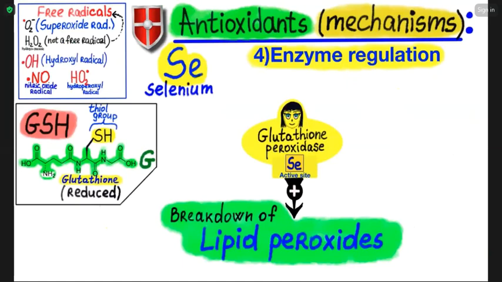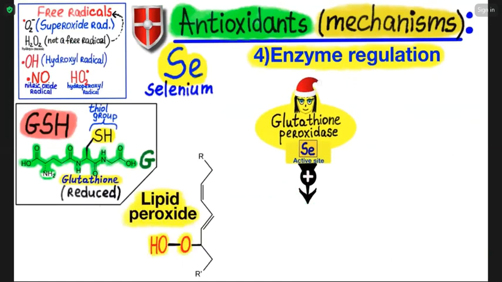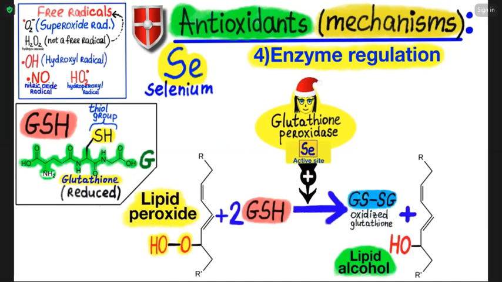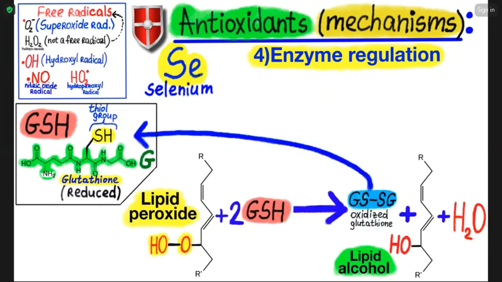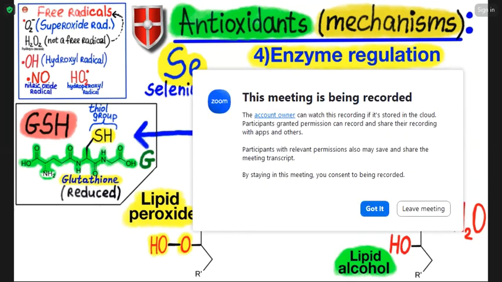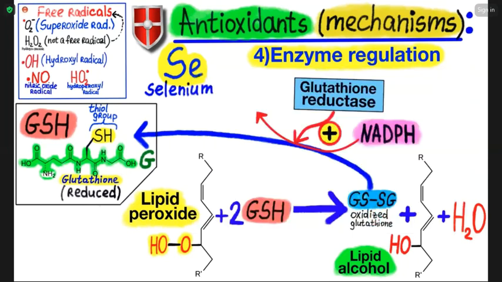Now, let's see how glutathione peroxidase can protect us from lipid peroxides. In the reaction catalyzed by this enzyme, one molecule of lipid peroxide reacts with two molecules of reduced glutathione to produce one molecule of oxidized glutathione, one molecule of lipid alcohol, and one molecule of water. The oxidized glutathione formed during these reactions can be recycled back to its reduced form by an enzyme called glutathione reductase, which uses NADPH as a cofactor. In this reaction, NADPH reduces the oxidized glutathione and turns into NADP positive.